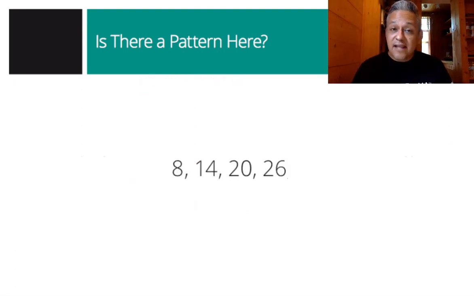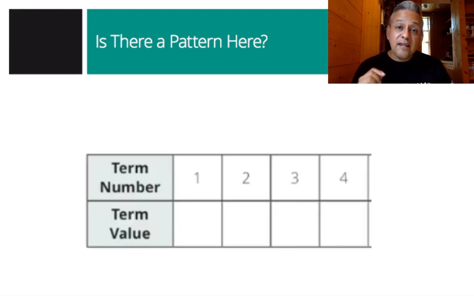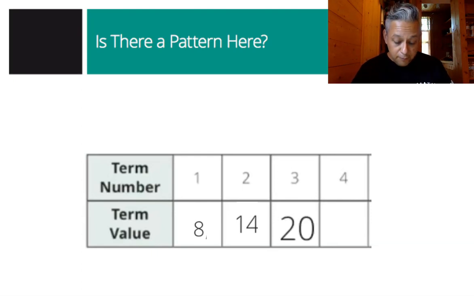And finally, the last thing that we're going to talk about here is how to represent a sequence as a table of values. So our example had the numbers 8, 14, 20, and 26, which is a finite sequence. So if we had to put those numbers into a table, we know that the number 8 represents the first term. And who came in second place? The 14. 20 would be our third place, and 26 would be our term value for the fourth term.